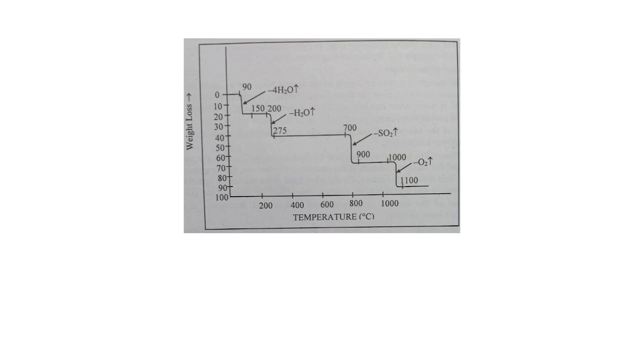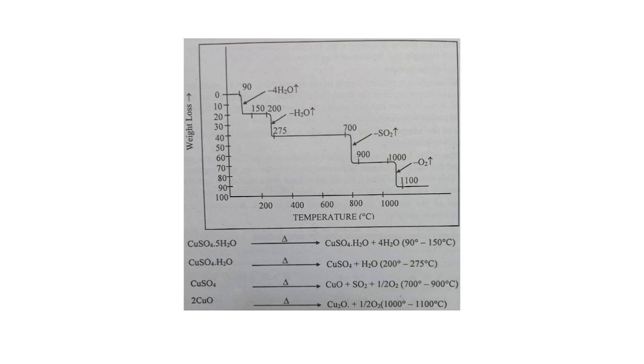For example, the TG curve of copper sulfate pentahydrate, CuSO4·5H2O. This example I have given at the beginning of this chapter. If you heat the copper sulfate, already there are 5 water molecules which are responsible for the blue color of copper sulfate. When you heat it, you will lose the water, and the copper sulfate will turn white.